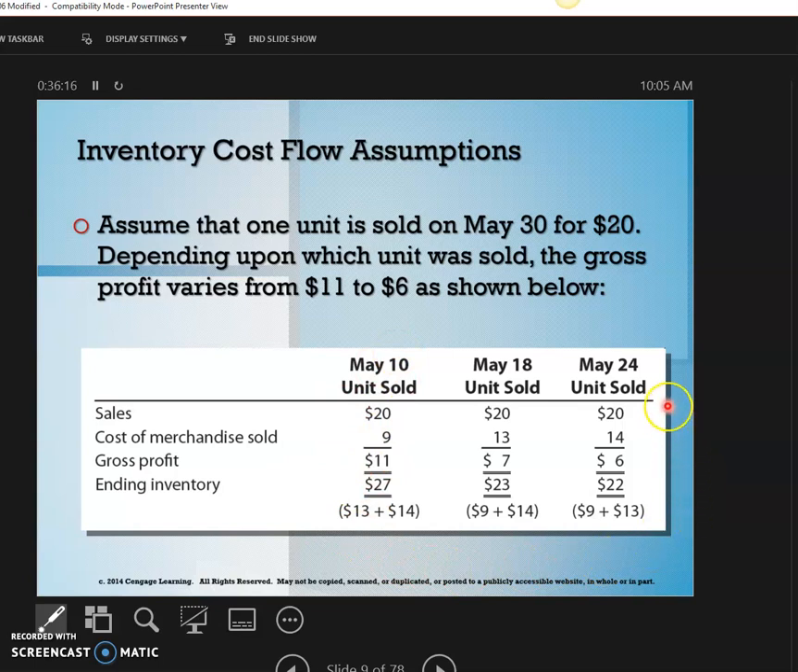Over here, if I sold the last one I bought, it cost me $14. So look at my gross profit. That's only $6. So there's a big difference of profit between $11 and $6. And so my ending inventory is the first part I bought and the second part I bought still on my shelf. So this is just kind of an example of how you can look at each one. So next we're going to look at some flow charts on this.